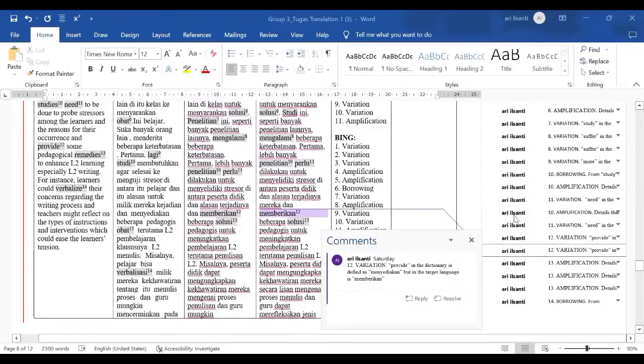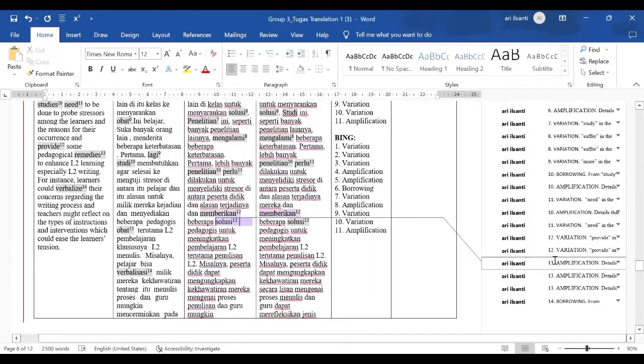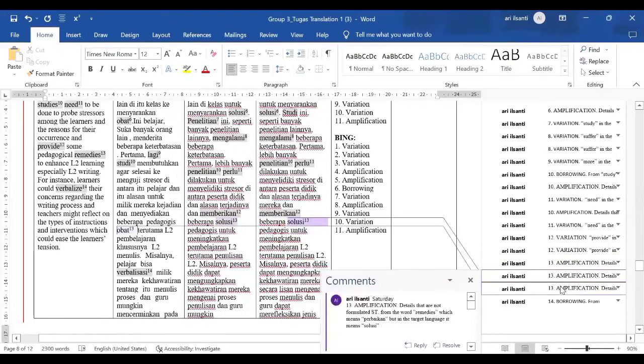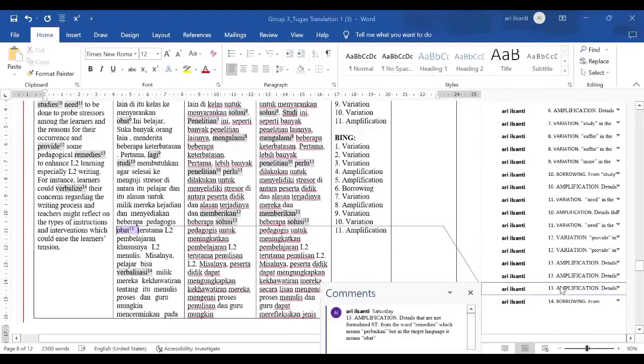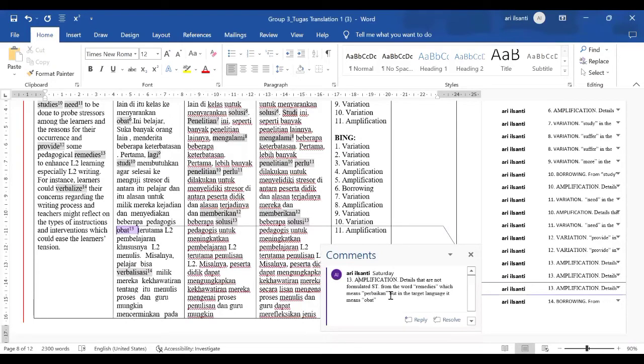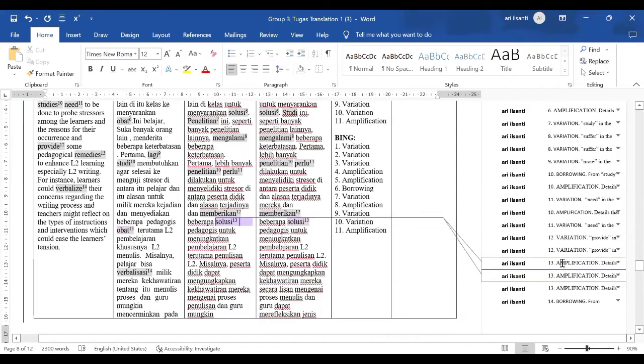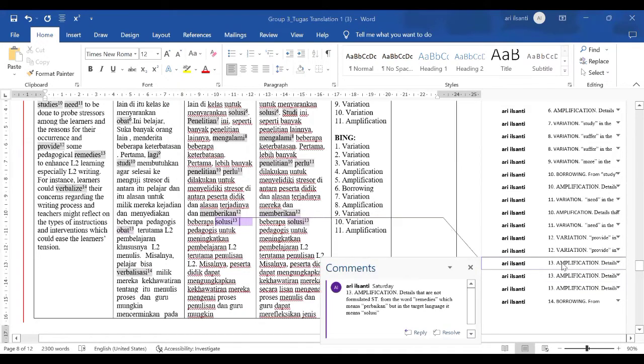And the next is remedies. Remedies in manual translation is amplification, to tell the reader we formulate the source language or SL from the word remedies, which means perbaikan, but in the target language it means obat. And the Yandex translation is amplification. They formulate SL from the word remedies, which means perbaikan, but in the target language it means solusi.